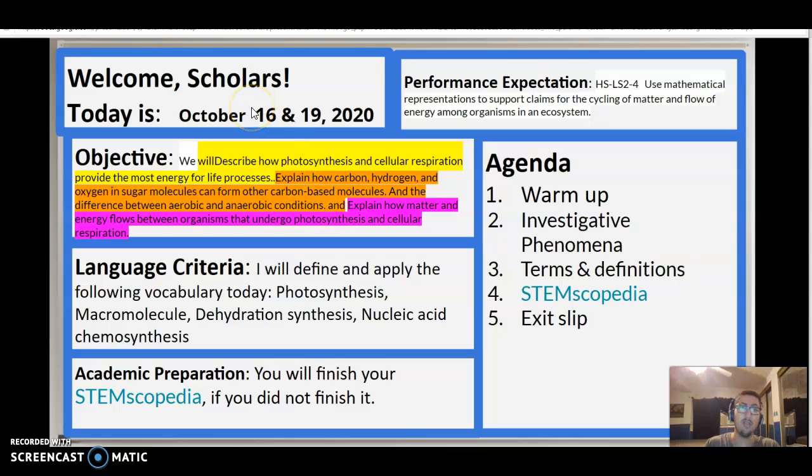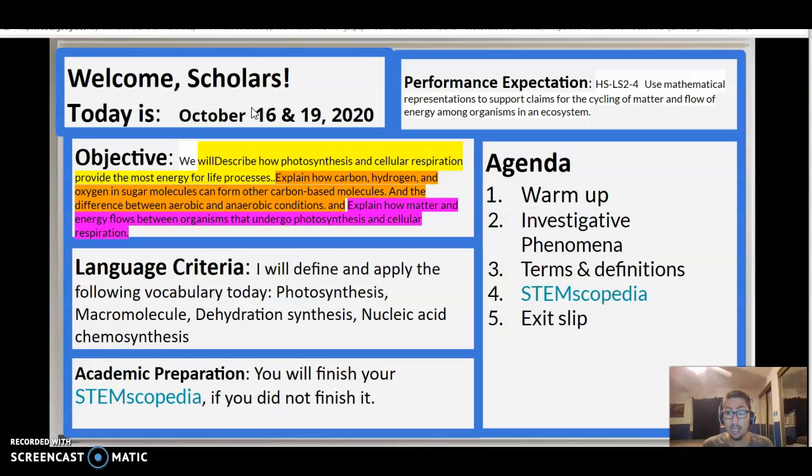All right, so today the objective is we will describe how photosynthesis and cellular respiration provide the most energy for life processes, explain how carbon, hydrogen, and oxygen in sugar molecules can form other carbon-based molecules, and the differences between aerobic and anaerobic conditions, and explain how matter and energy flow between organisms that undergo photosynthesis and cellular respiration.